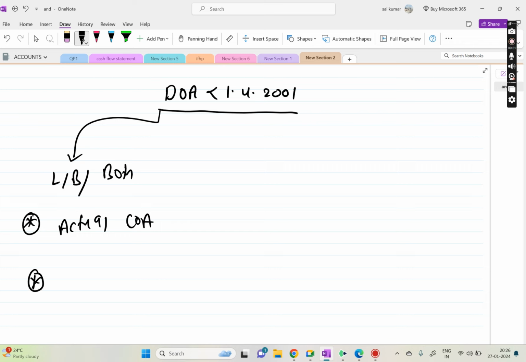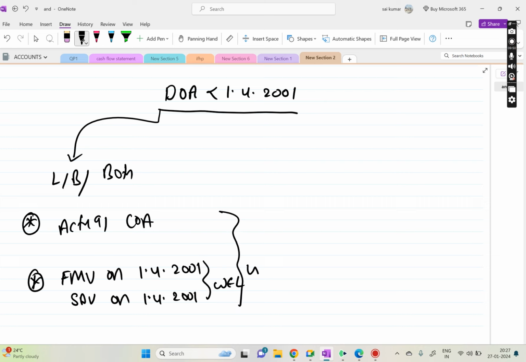or FMV on 1/4/2001 or SDV on 1/4/2001. You take whichever is lower, then you take whichever is higher. As you know, you understood, right? Whichever is lower, whichever is higher part here.